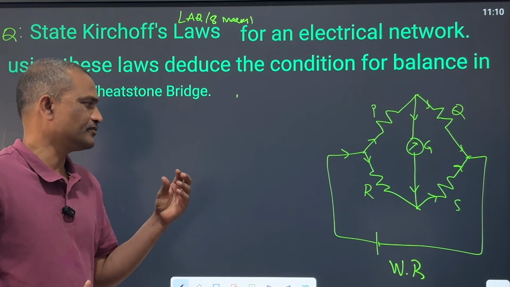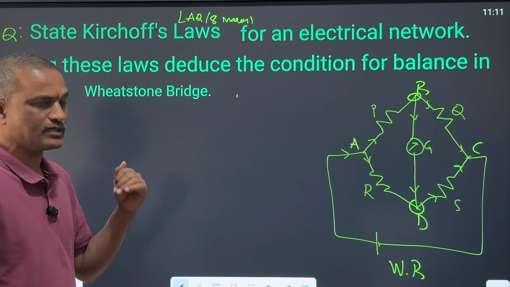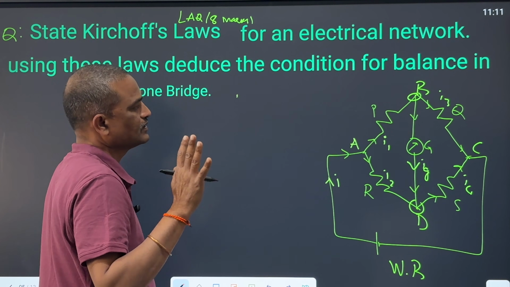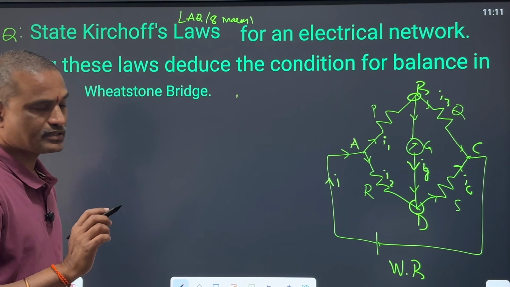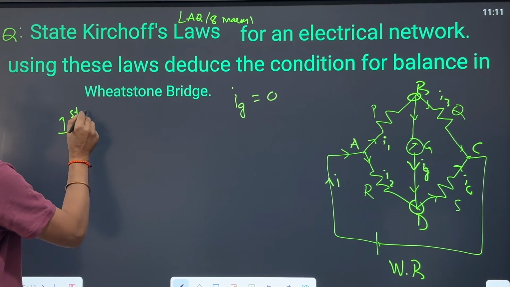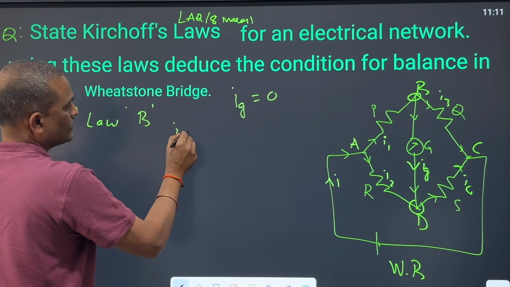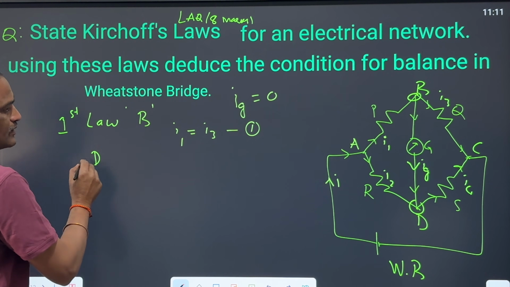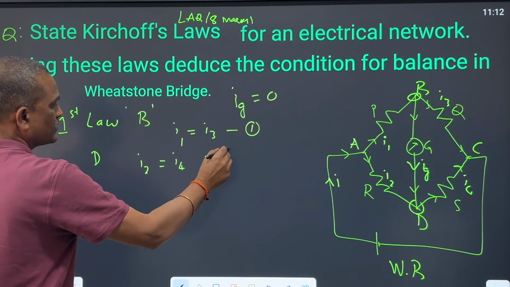This is a Wheatstone bridge. We apply two laws. At B and D junctions, I apply Kirchhoff's first law. We adjust the values of P, Q, R, S, that is the four resistors, such that the current going through the galvanometer becomes 0. In that case, the Wheatstone bridge is said to be balanced. Now I am applying first law for junction B. At junction B, I1 is the incoming current and I3 is the outgoing current. This is equation number 1. At junction D, the incoming current is I2 and the outgoing current is I4. So this is equation number 2.